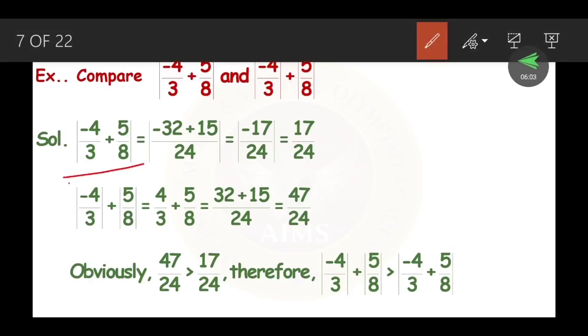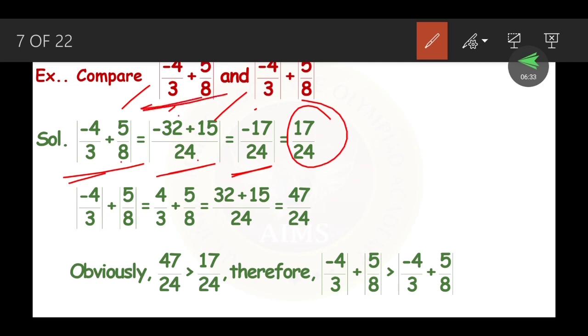Here, the first one is minus 4 by 3 plus 5 by 8. We can take LCM 24. 3 8s are 24, 8 4s are 32, we got 32 here. 8 3s are 24, 3 5s are 15, we got 15 here. Minus 32 plus 15 is minus 17. Modulus value 17 by 24. So for the first rational number, the modulus value is 17 by 24.